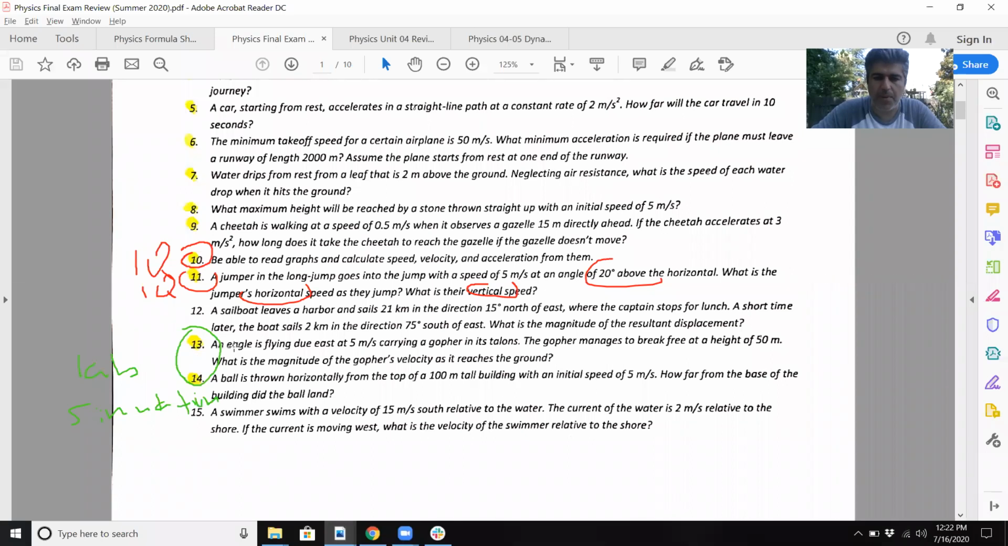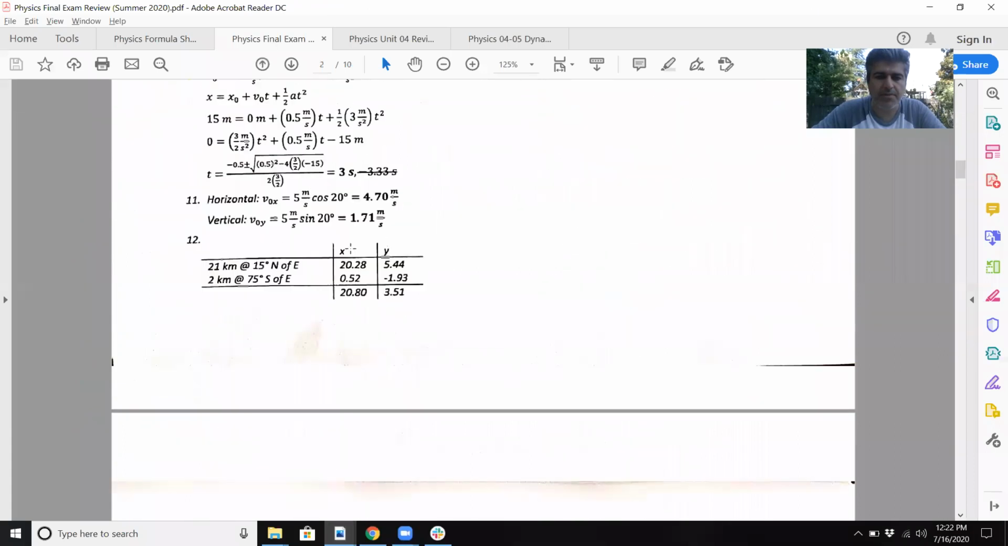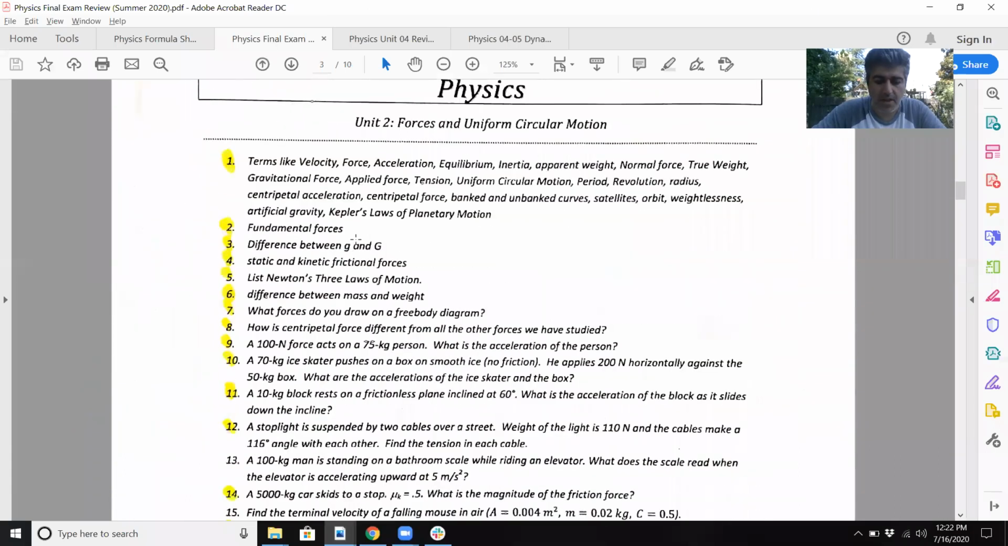So 13, 14 would be something more like what you'd probably see in a lab that deals with that topic. Let's go to Unit 2. So this will definitely be more conceptual for sure. Actually, let's go red, just be consistent.